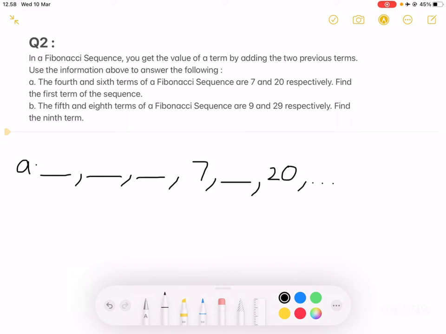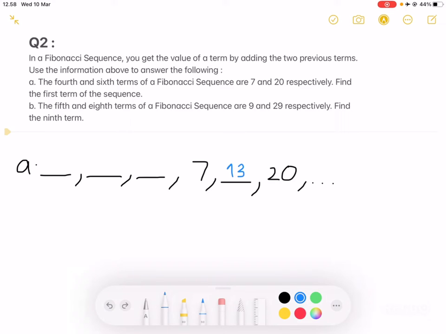And due to the behavior of the terms in the Fibonacci sequence, we know that the fifth term will automatically be 13. Because to get 20, you add 7 with 13. And from here, you can just do backwards to find the first term, like so.